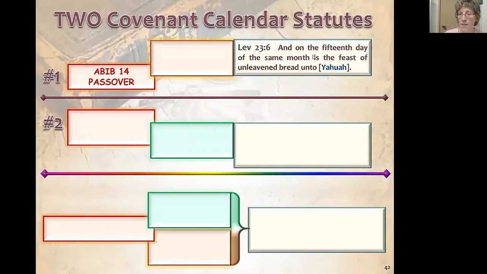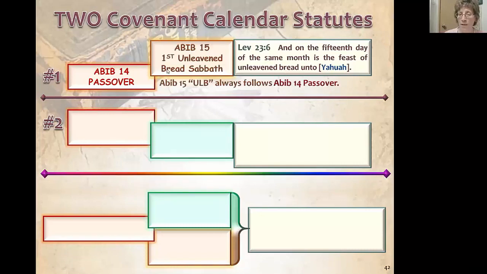And on the 15th day of the same month is the Feast of Unleavened Bread unto Yahuwah. What do you have after the 14th? You always have Abib 15, and it's always unleavened bread. It always follows the Passover day. The second statute is the seventh-day Sabbath that you will find during the Passover festival. There's something special about that as well.